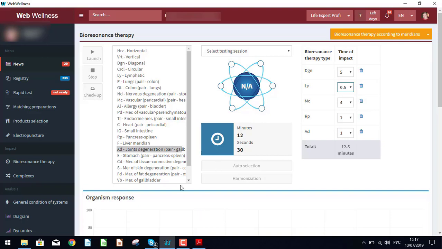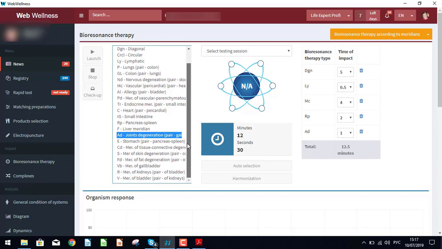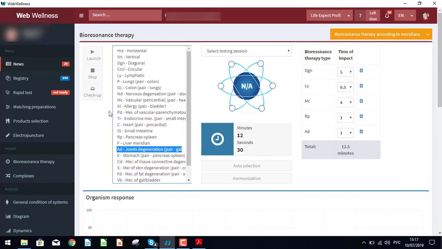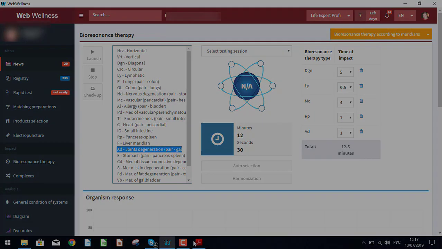Thank you for your attention. All these meridians will be described in the webinar. These are their names in the application. Bioresonance therapy, we can open it when we choose a patient.